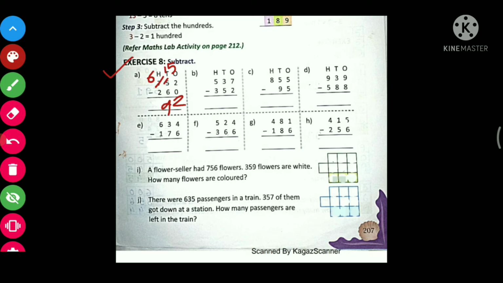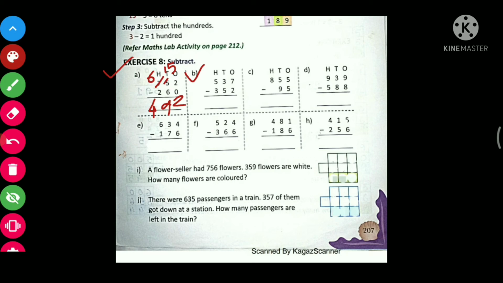right? Okay, now see, in 100 place 6 is there, so just imagine 6 lines, and now just cut 2 of them. How many lines will be left behind? 4. So your answer will be what? 492. Okay. Now let's see the next one.